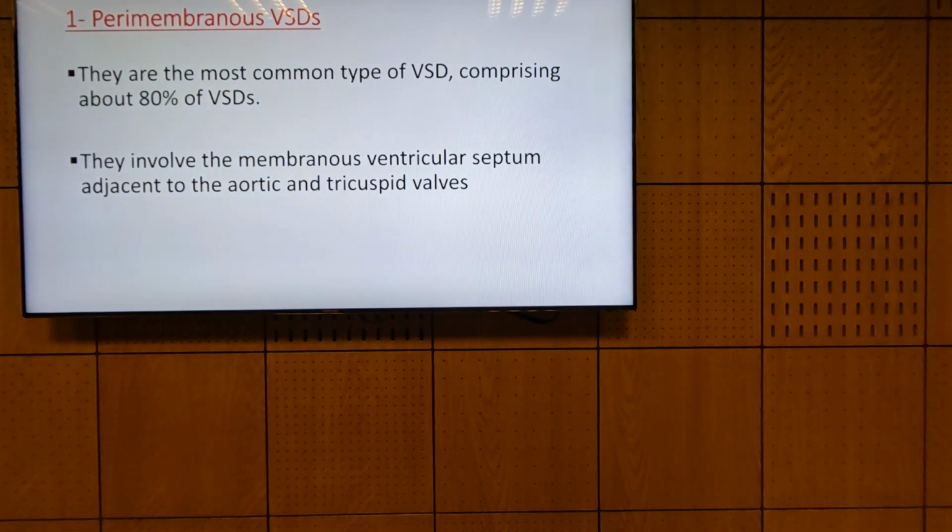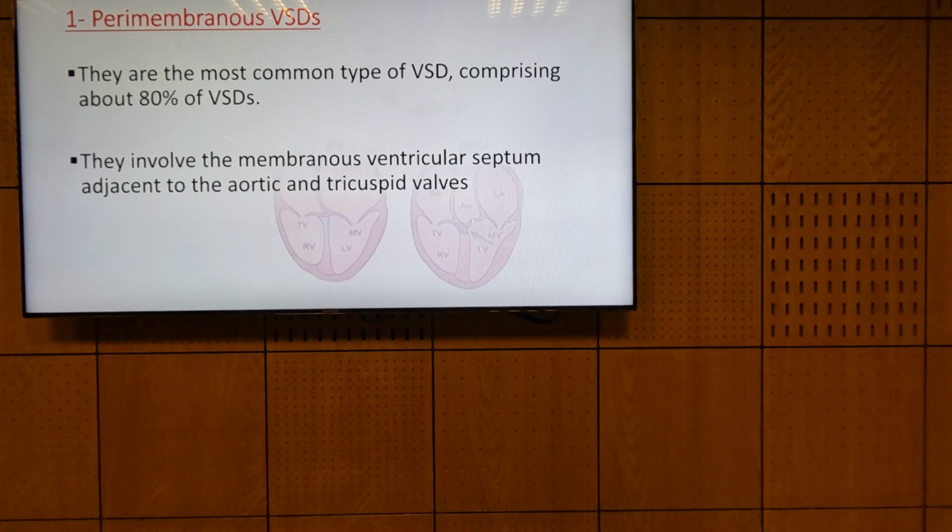We will start now with the first type of the VSD. Perimembranous VSD is the most common type of the VSD. Almost 80% of all VSDs are perimembranous VSD. As we said, the upper border will be related to the aorta and the tricuspid.